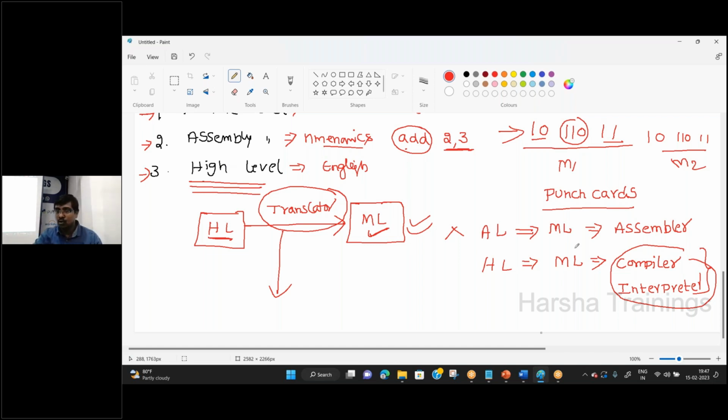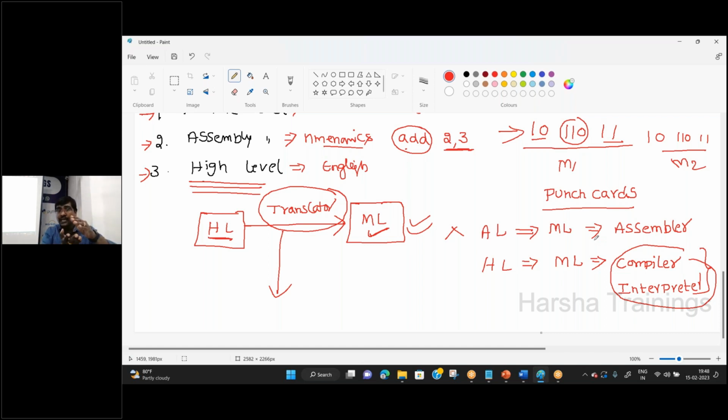Now, for converting high level into machine level language, I have two types of translators, compiler and interpreter. The question is, what is the difference between compiler and interpreter? What is the similarity? Both are used for converting high level to machine level. I will explain the difference in non-technical terms. For example, I give a speech in English language. Suppose you understand only Telugu language.